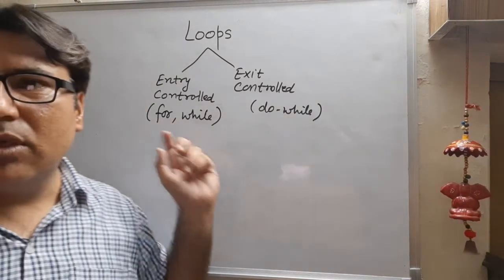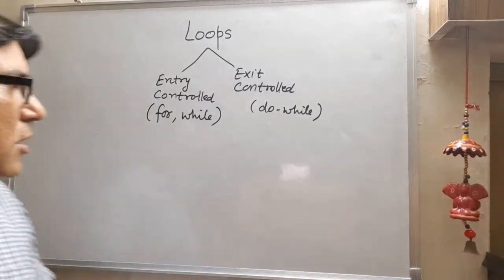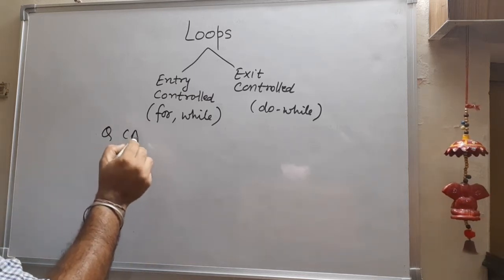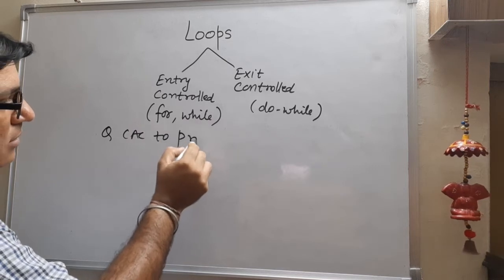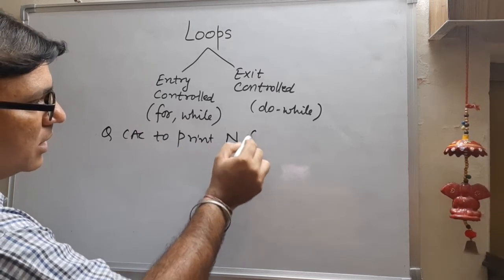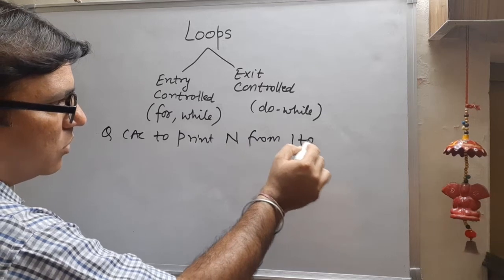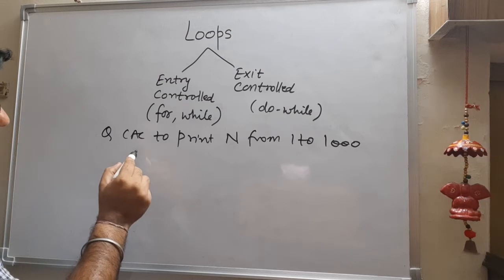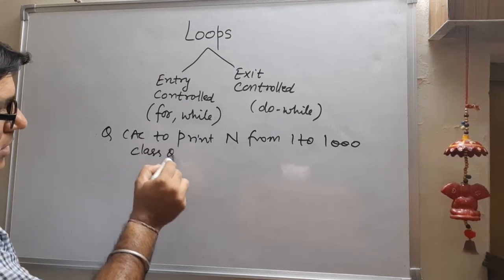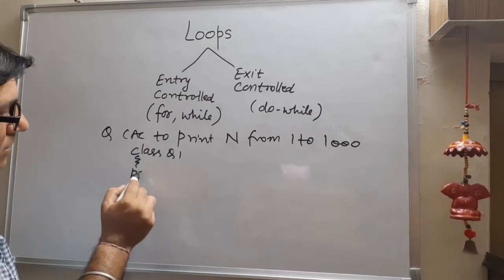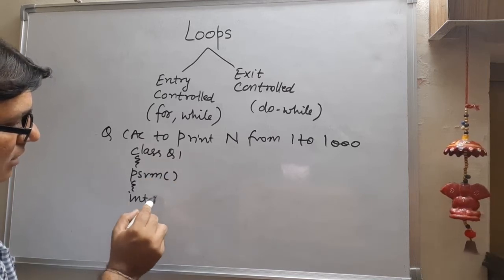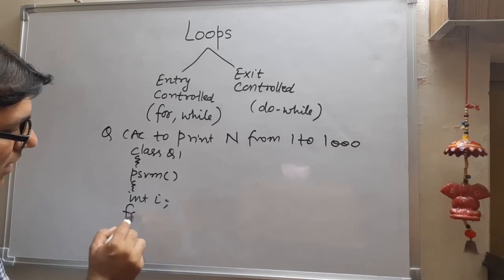First of all, we'll do a couple of programs related to this for loop. Let us take one question regarding that. Create a class to print all natural numbers from 1 to 1000. So for this, first of all, we'll take a class name such as Question1. Then public static void main. After that, we'll take a variable such as i. Then we'll start the for loop.